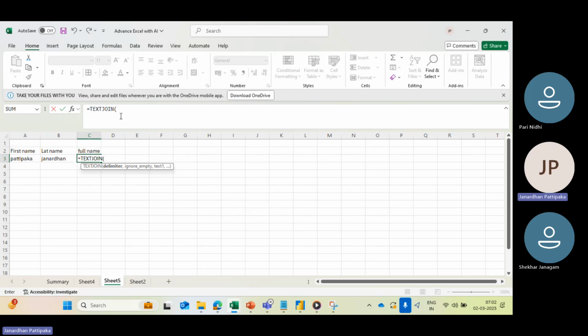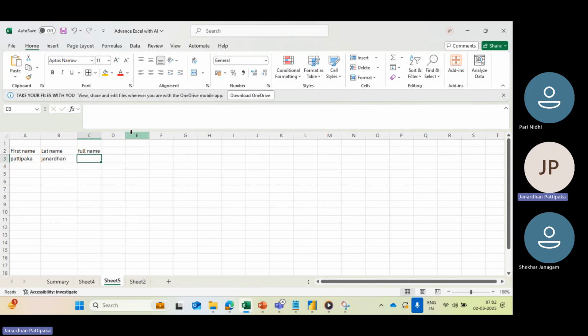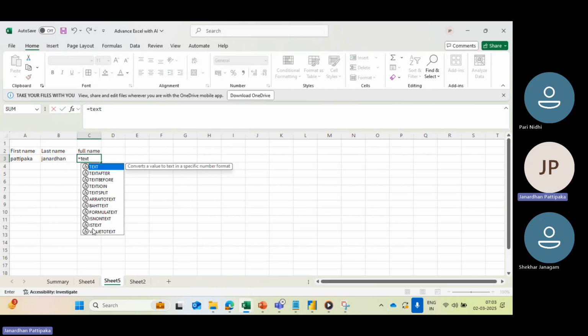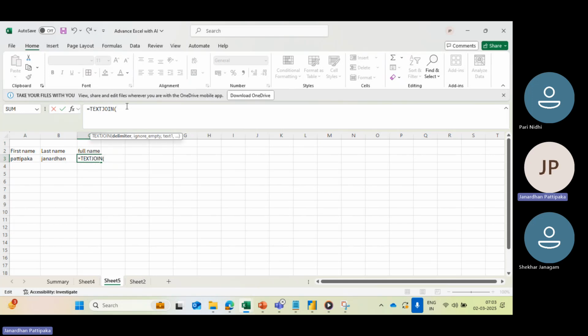Once you select TEXTJOIN, it will ask for the delimiter. That means between Patipaka and Janardhan, what do you want? I want the full name. In between the first name and the last name, I need to get a space. So I'm clicking on TEXTJOIN and selecting it. It is asking for the delimiter. My delimiter is space. In between the first name and second name, I want a space.